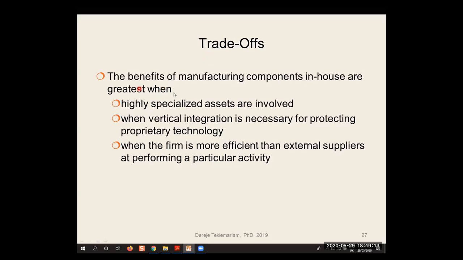The benefits of manufacturing components in-house are greater than really buying them, especially for highly important or decisive product components, which are advisable to be produced by the company itself. It's greater especially when highly specialized assets are already available in the company. If the company has better technology and facilities, it's better to make the product. Also when vertical integration is necessary for protecting proprietary technology.